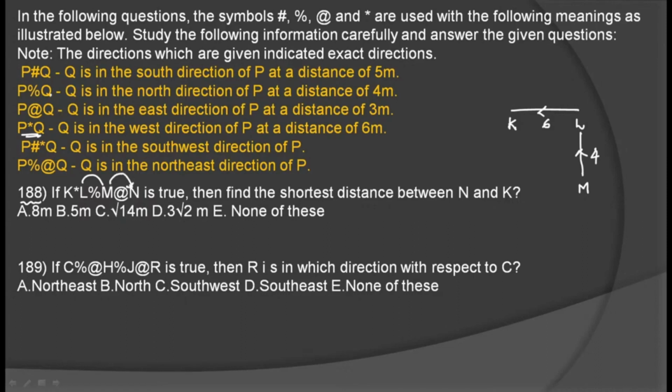M at the rate of N: M is to the east of N by 3 meters. Now the question: what is the shortest distance between N and K?